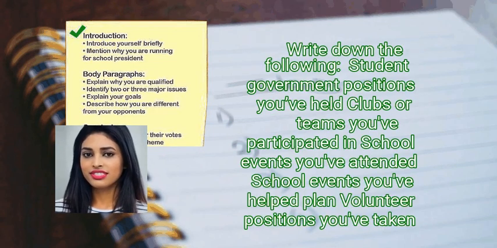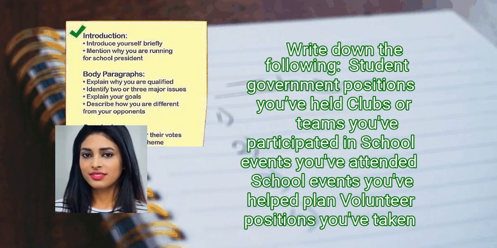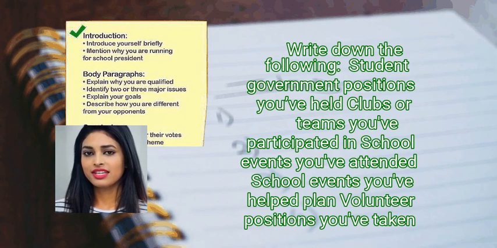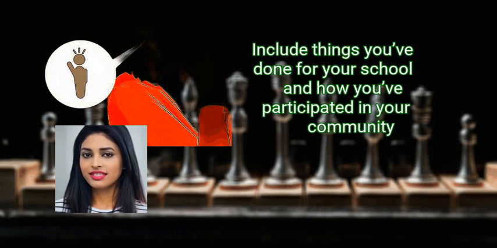Write down the following: student government positions you've held, clubs or teams you've participated in, school events you've attended, school events you've helped plan, volunteer positions you've taken. Step 3. Think of ways you've proven your leadership or decision-making abilities. Include things you've done for your school and how you've participated in your community.